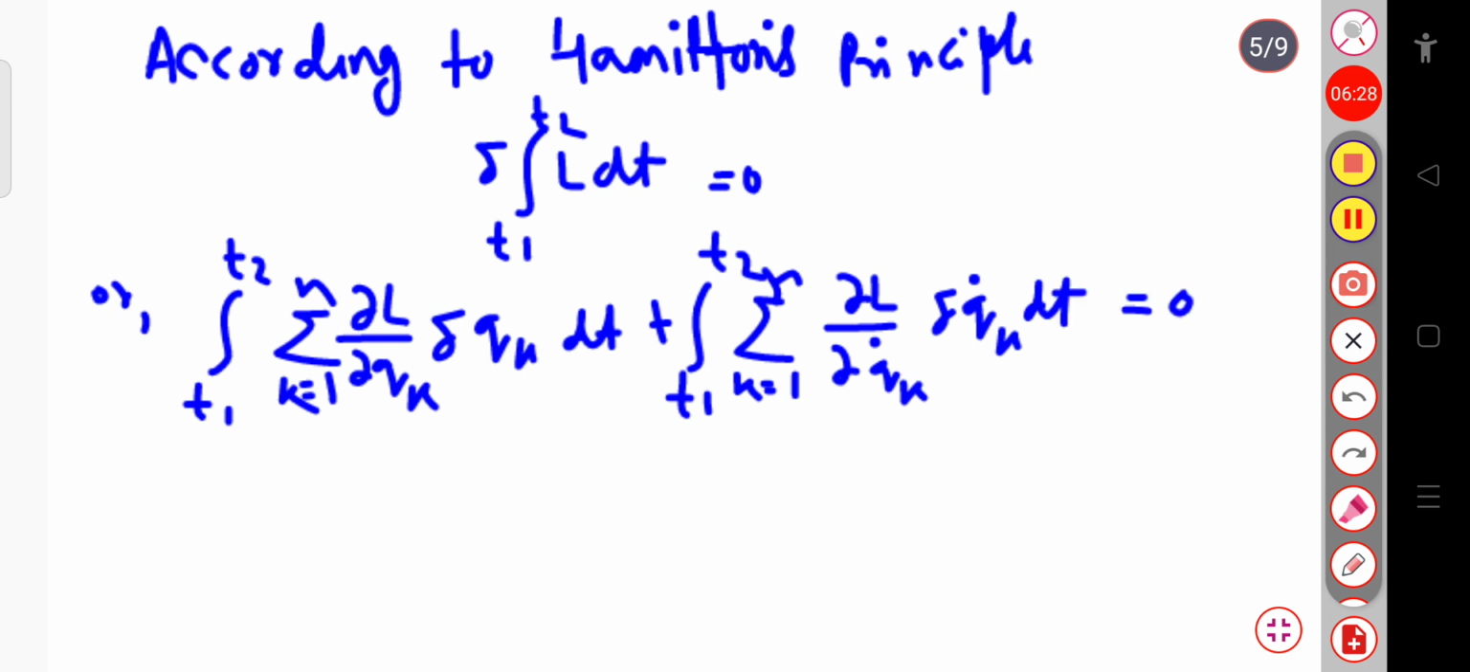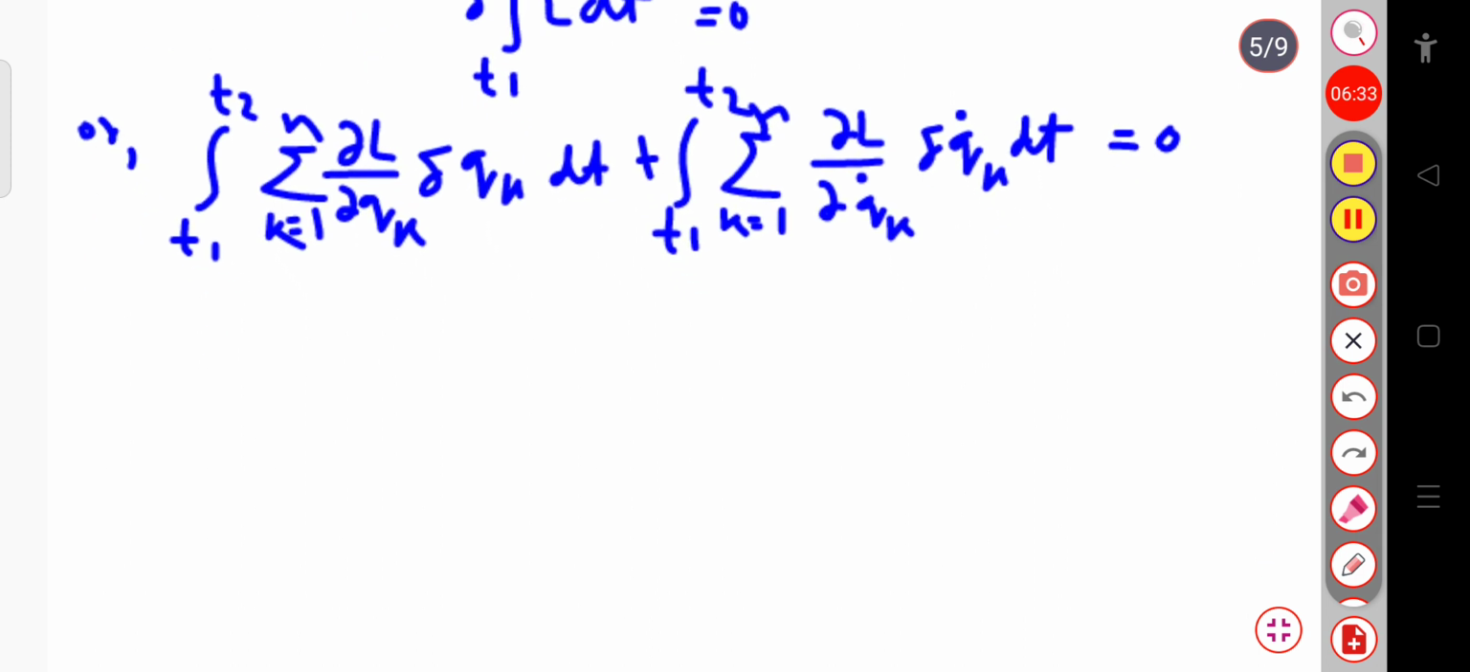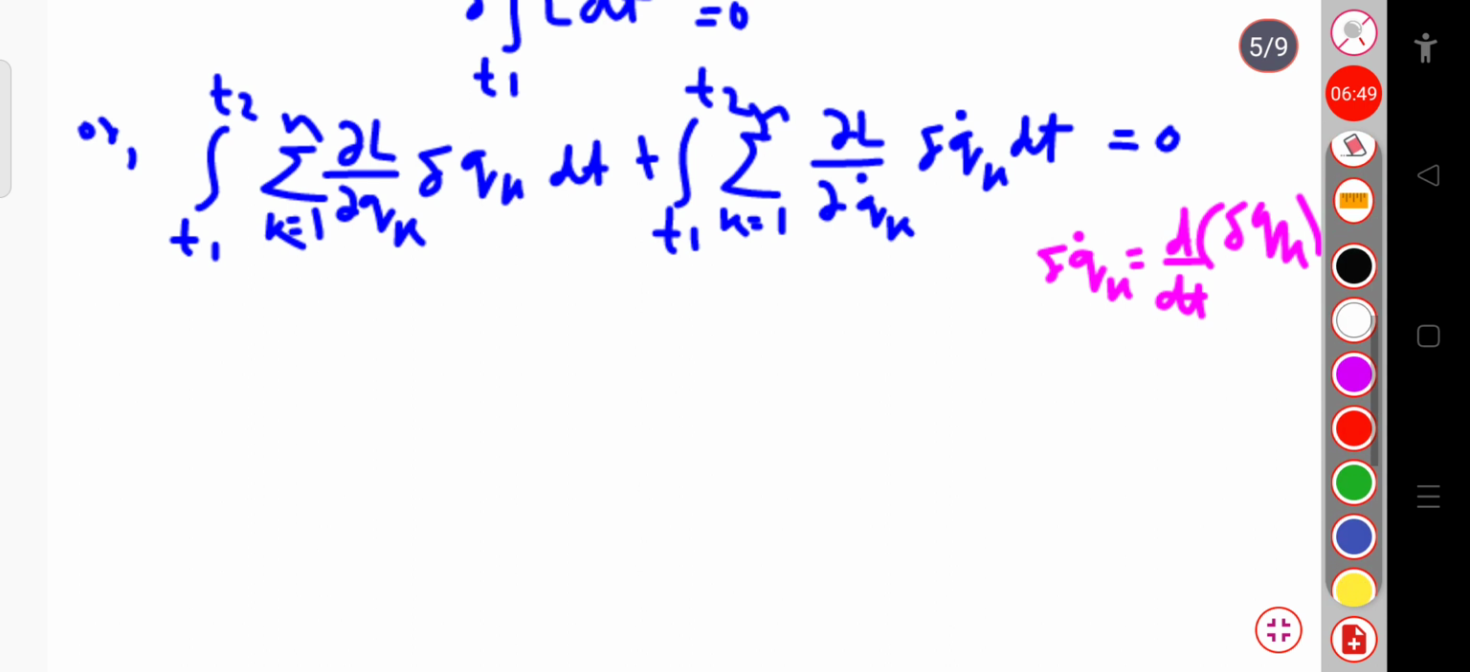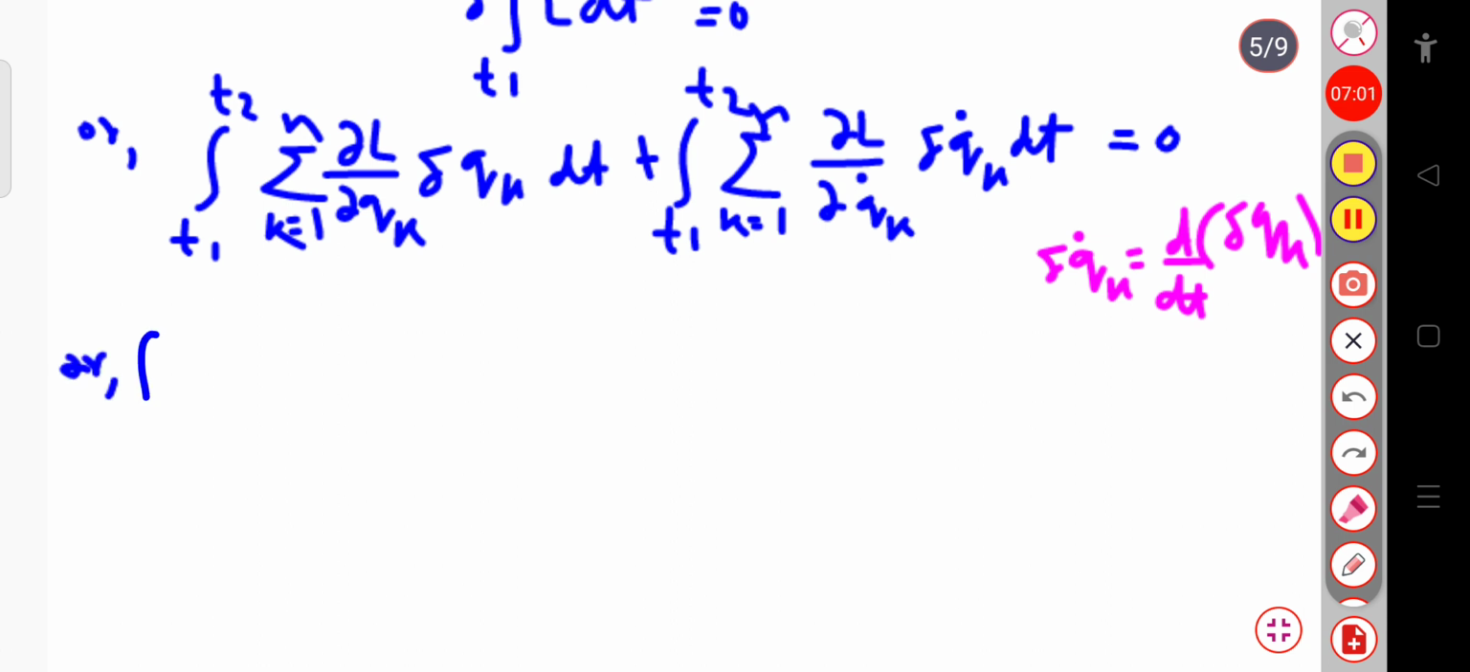Okay, we can write like this. Now also we know this expression, delta qk dot, we can write this as d by dt of delta qk. This can be written like this. So now if I substitute this value, all the terms remain as they are. Simply in place of delta qk dot, I will write this much.